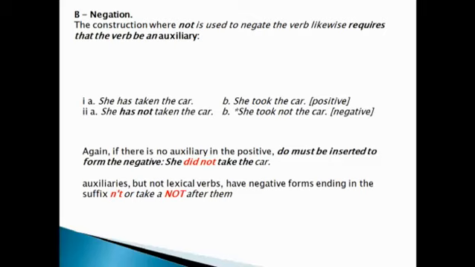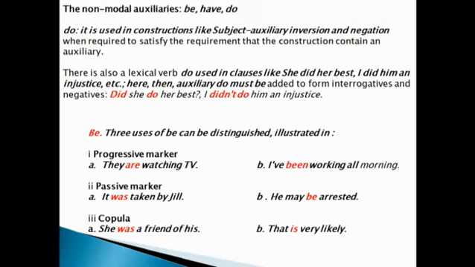Again, if there is no auxiliary in the positive, do must be inserted to form the negative. She did not take the car. Auxiliaries, but not lexical verbs, have negative forms ending in the suffix n't or not. They are the only ones that can take a not after them. Okay, and then in the slides you have plenty of examples to prove this way of distinguishing. Now we have to discuss be, do, and have.